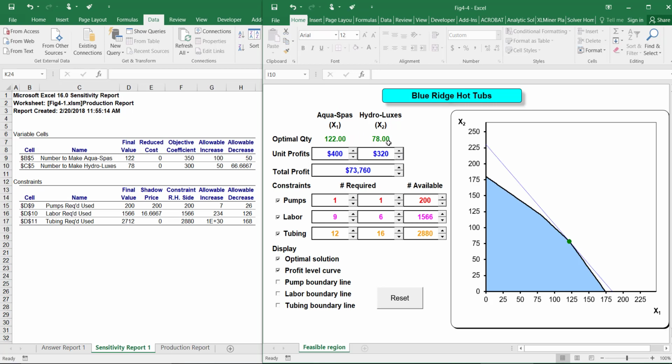And you can see the optimal values are exactly the same as the ones we already solved. The original objective coefficients were 350 and 300, but right now I changed them to 400 and 320. Still you can see the optimal values are exactly the same as the original problem. This is not a coincidence, this is not a random thing.